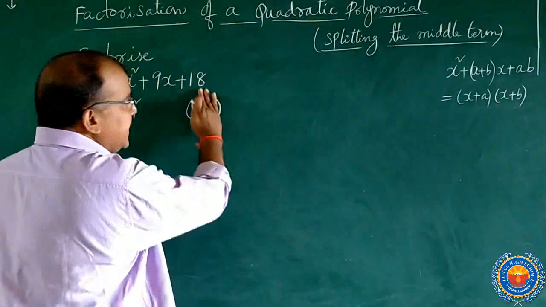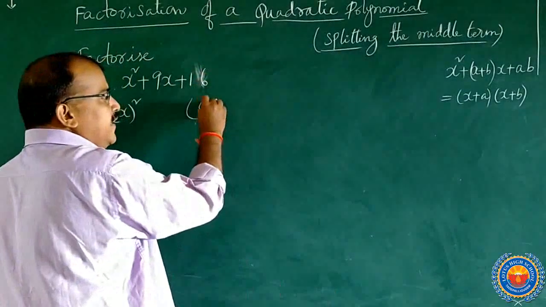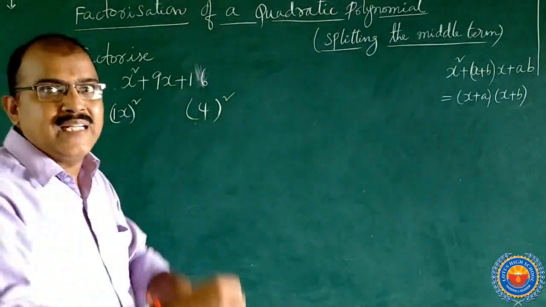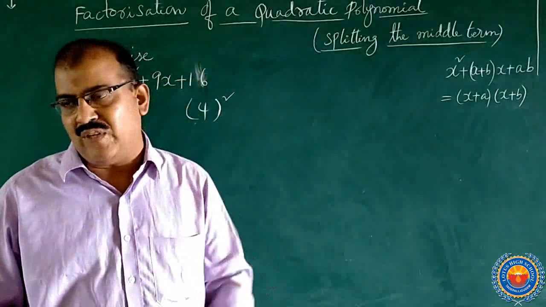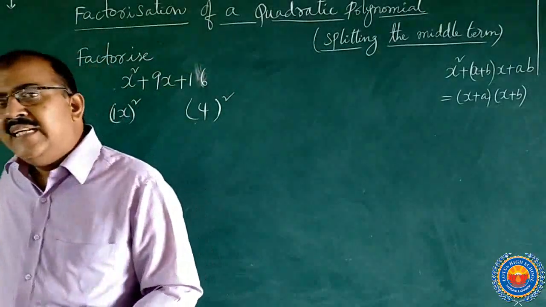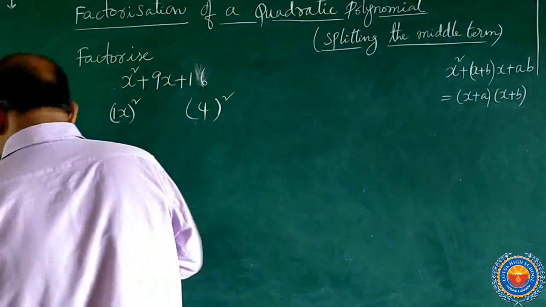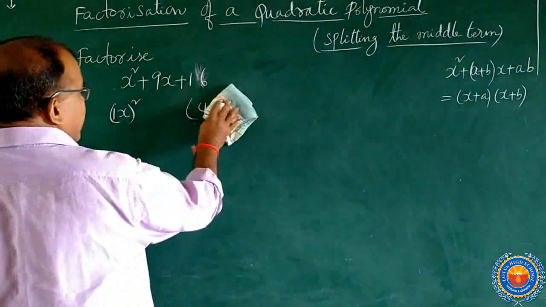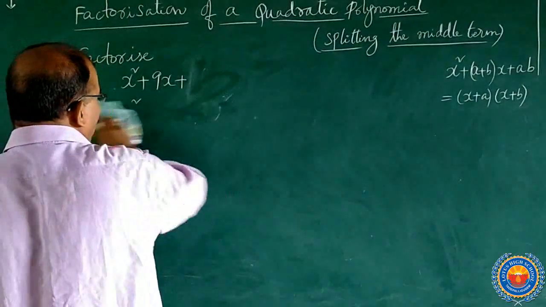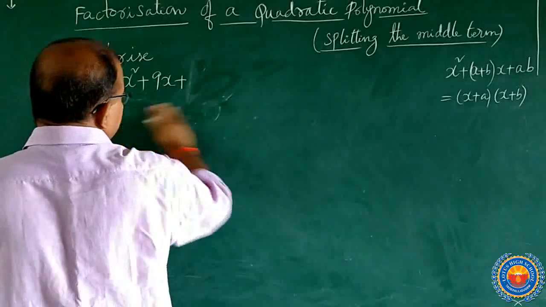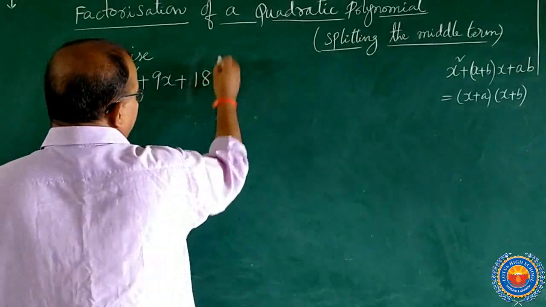If it is 16, happily we can take 4 square, and we can apply the formula a square plus 2ab plus b square. But the problem is 18 is not a perfect square. That's why, how to do 18? So how to do?